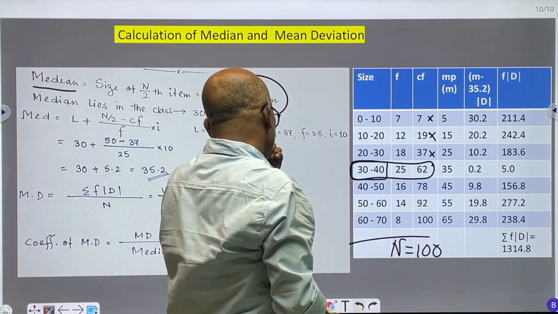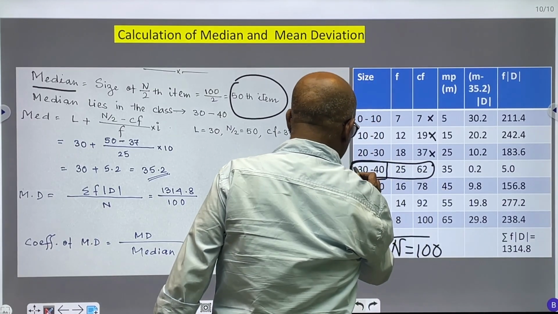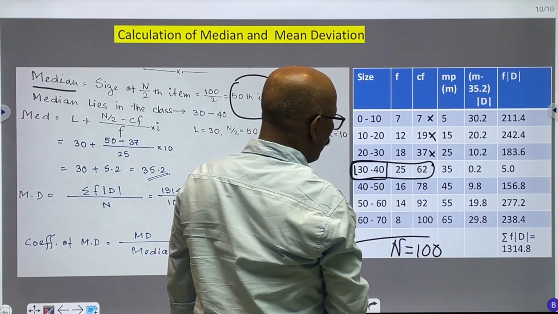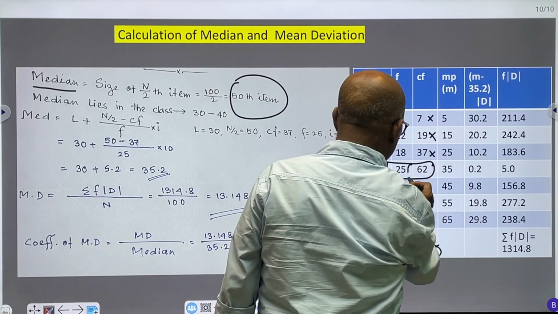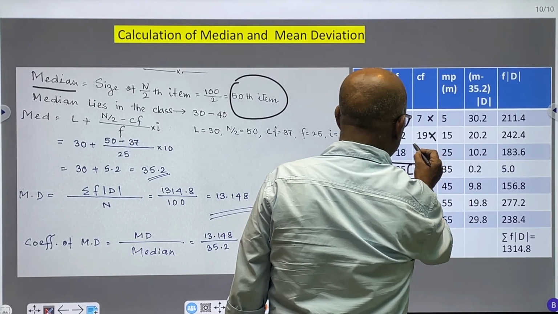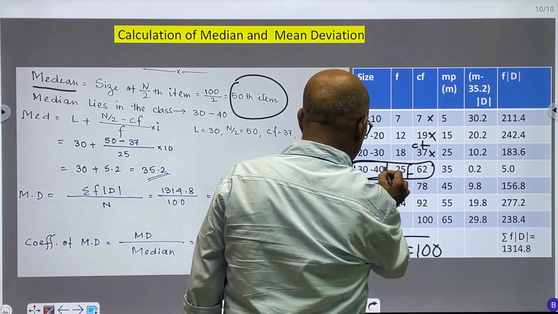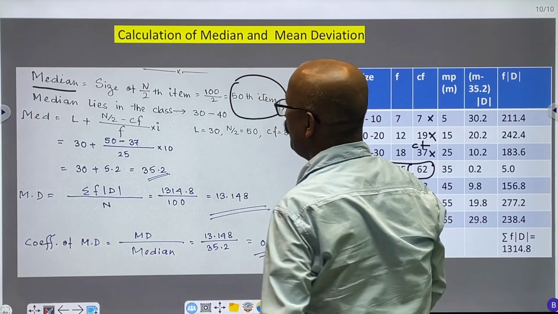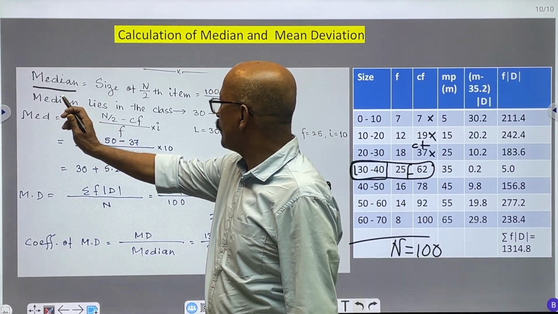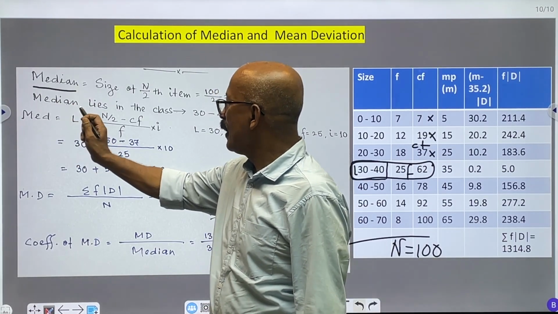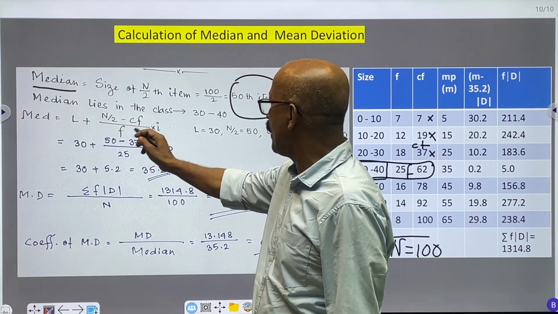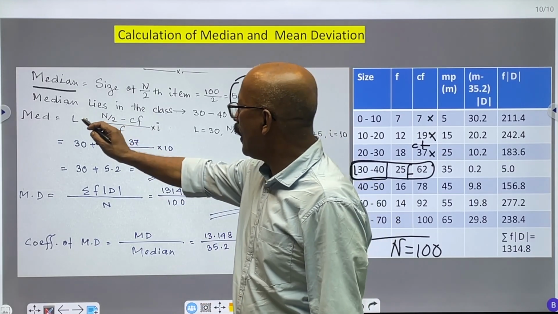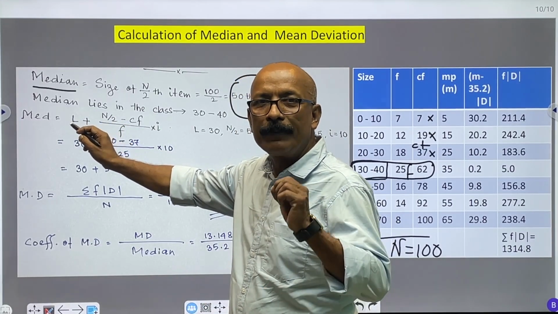Now after recognizing the median class, it is very easy to calculate the value of median. This is called L. This is called L, and this is F. This is CF, and the difference is 10. This is I. Okay, this is I. Now you see, the formula to get the value of median is L plus n by 2 minus CF by F into I. L is equal to the lower limit of the median class.